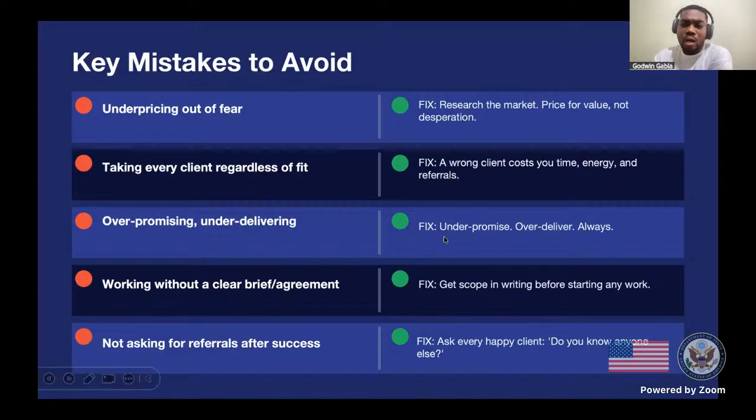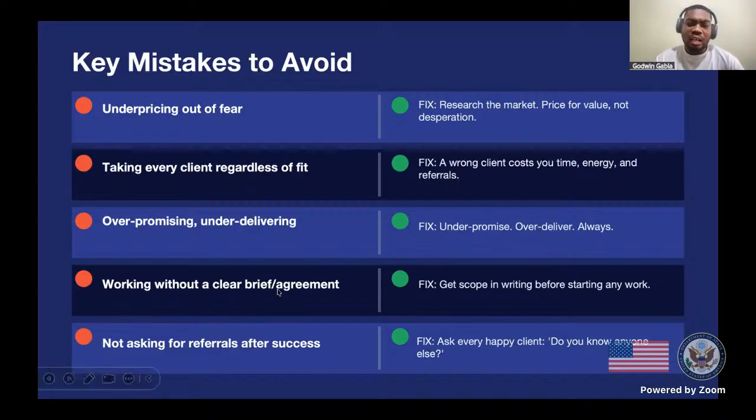So the fix is to underpromise and then overdeliver. Always underpromise and overdeliver. And I enjoy doing that. You just tell the person what to expect is maybe 15 contents, you end up giving them 17, two extra. They'll always be happy, especially if the quality is up there, right?